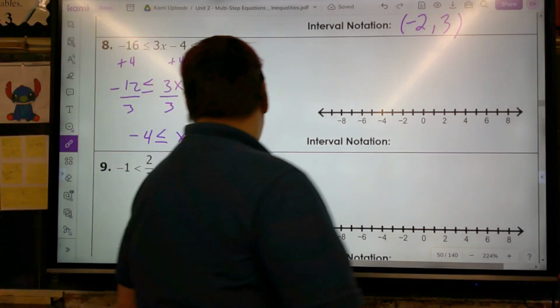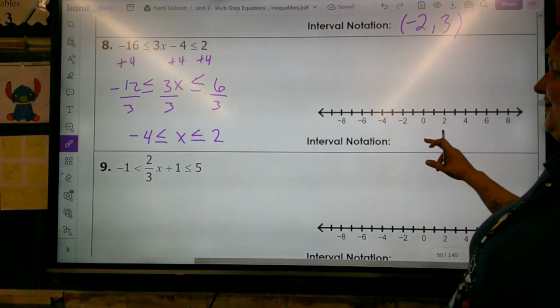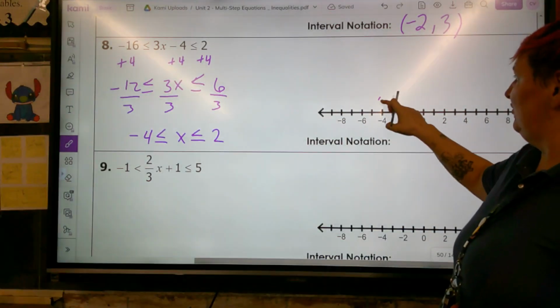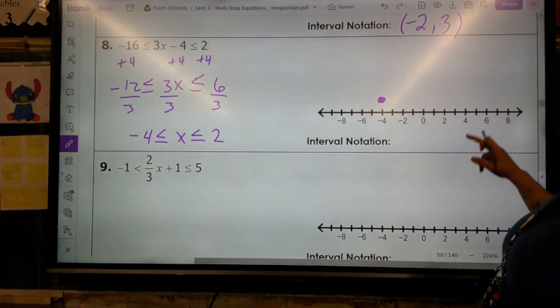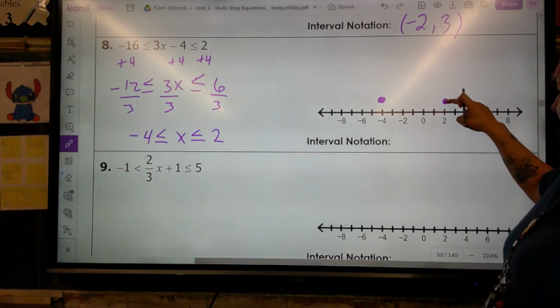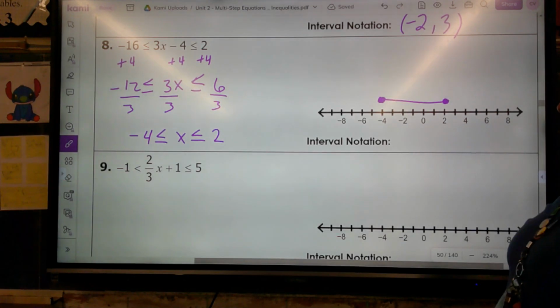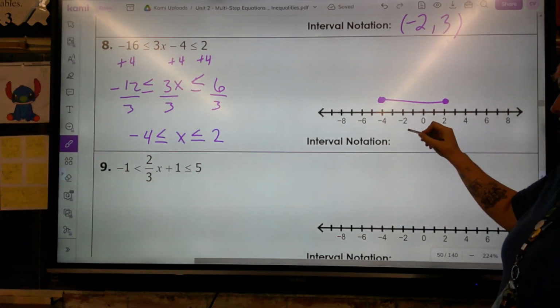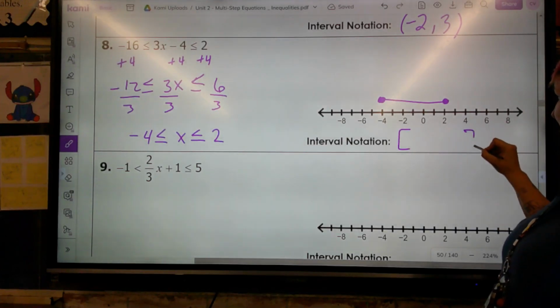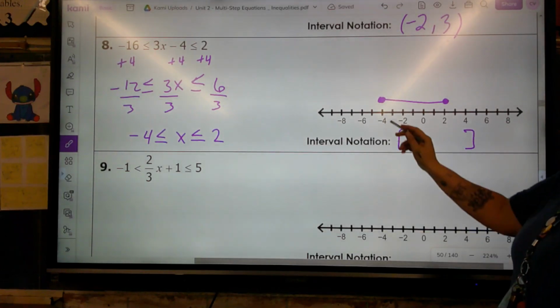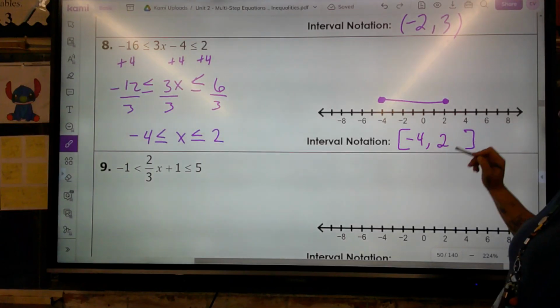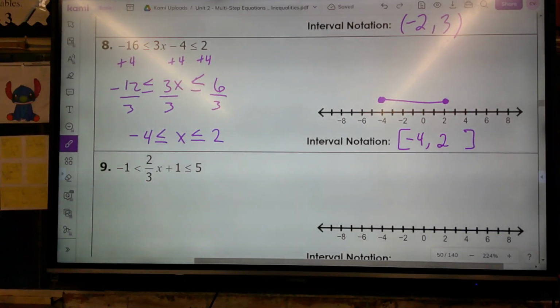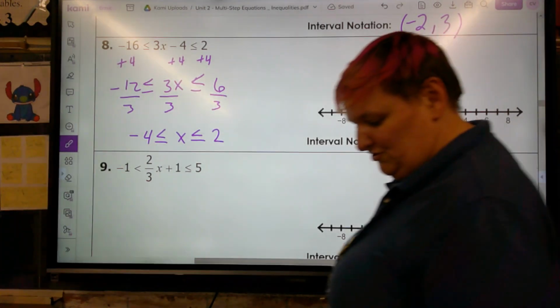And then you just graph it. X is greater than or equal to negative 4, closed circle. X is less than or equal to 2, closed circle. Connect. Because they're both closed circles, they're both going to be brackets. We had negative 4 and we had 2. That's it. I think there's 2 more.